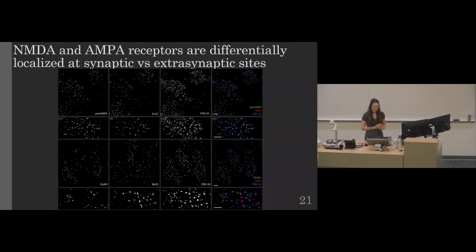Here I have staining of pan-AMPA as well as GluN1, co-stained with ELKS and PSD95. In the image of pan-AMPA on the top, we can see that pan-AMPA is mainly localized to ELKS positive sites and is mainly at synapses in the cerebellar glomeruli. If we look at the bottom panel, we can see that GluN1 is mainly localized away from ELKS positive synapses and at PSD95 positive extrasynaptic clusters.